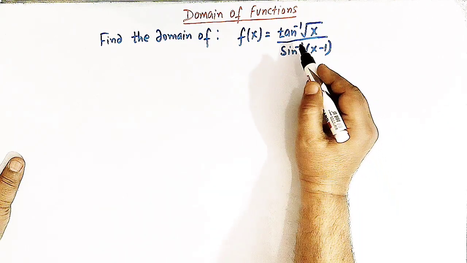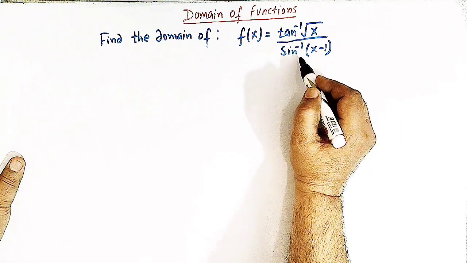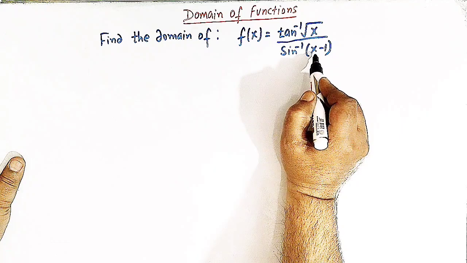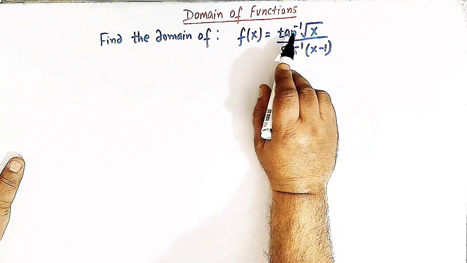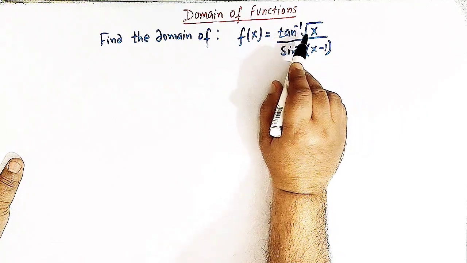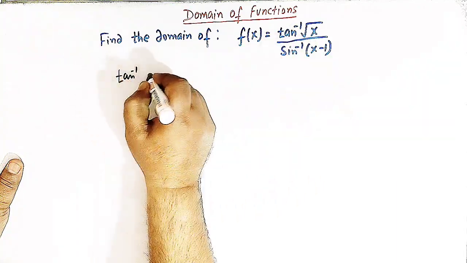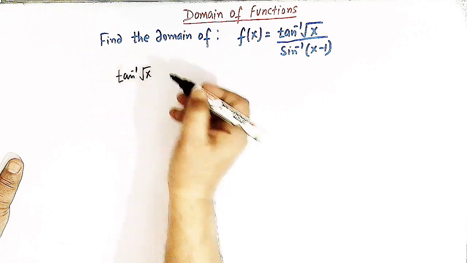So here we have the quotient of two functions, right? Tan inverse square root of x and sine inverse x minus 1. So let us first see the domain of tan inverse square root of x. So here we have tan inverse of square root of x, right?